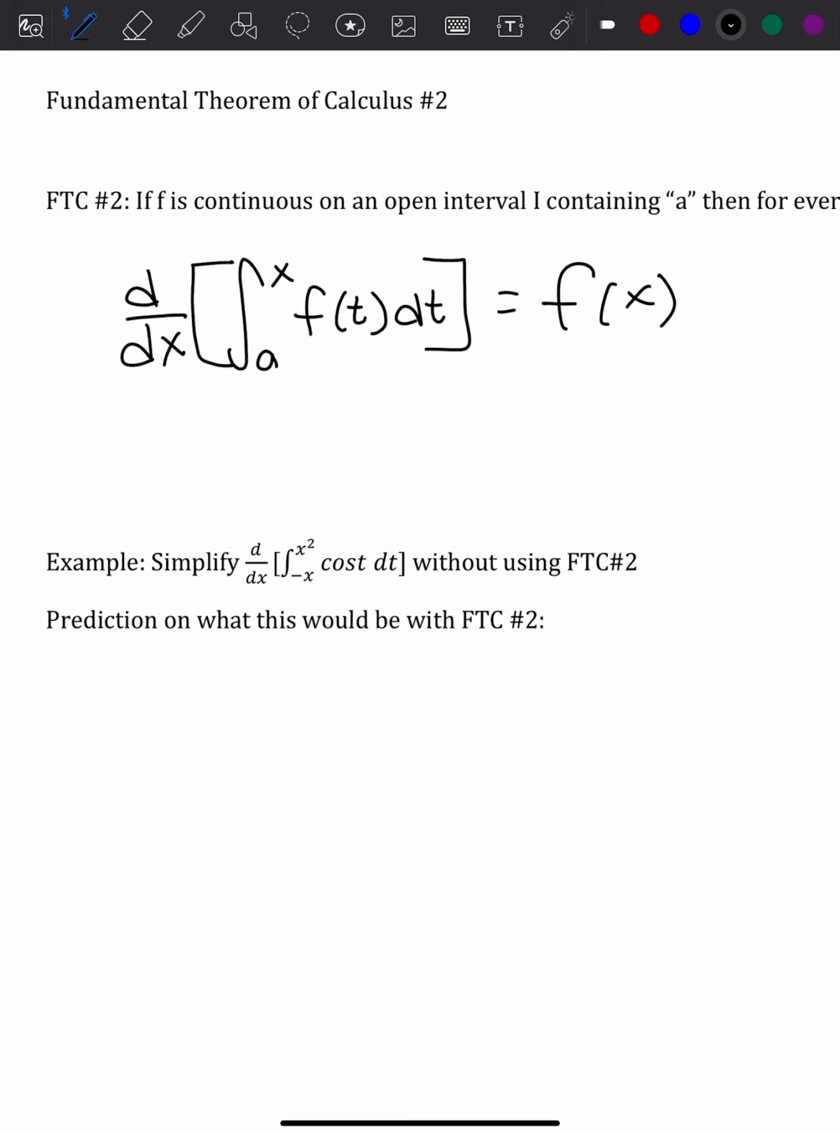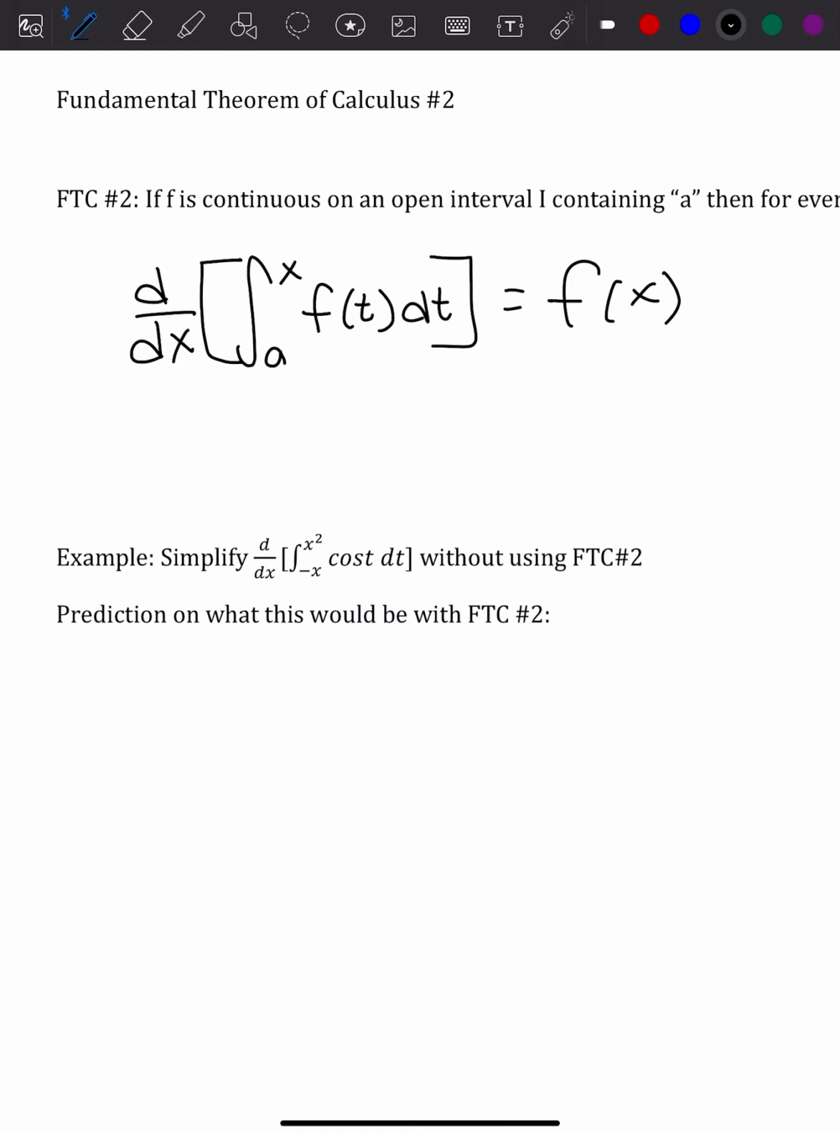So let's look at this problem. This problem specifically says simplify the given thing, so the derivative of the integral from negative x to x squared of cosine of t dt, without using FTC number 2. And we're going to do this without using FTC number 2 to prove a point.